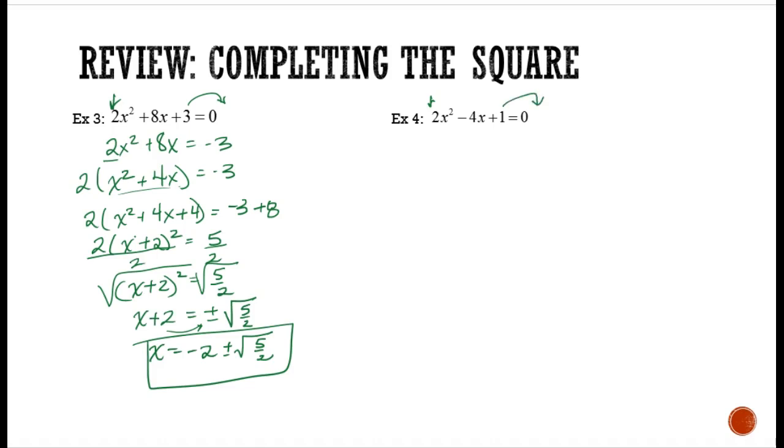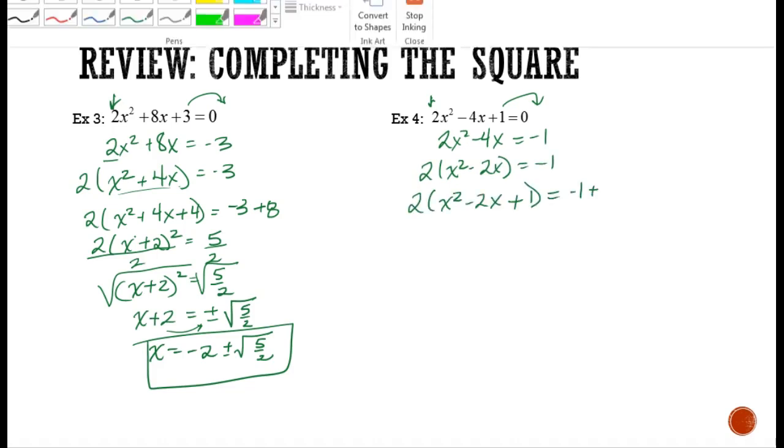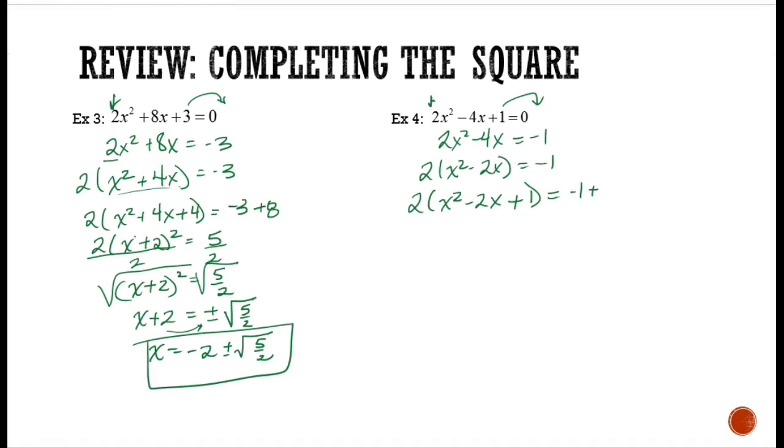Okay, so we're going to move that 1 over. Now I'm going to factor out a 2. Now I'm going to complete that square. Okay, it's 1 times 2. I've got to add 2. So I have 2, and this is x minus 1 squared equals positive 1. Okay, got to divide through by the 2 to isolate the squared.